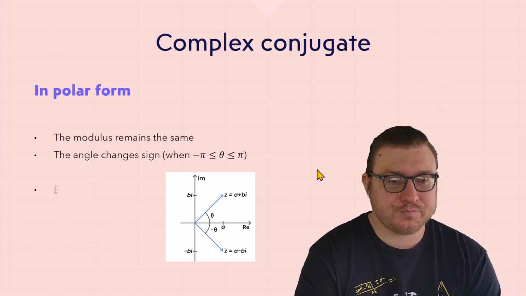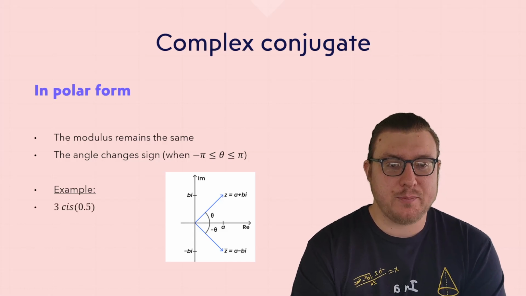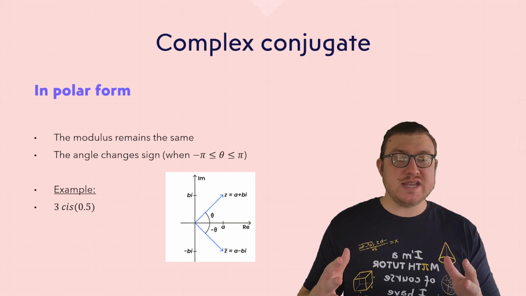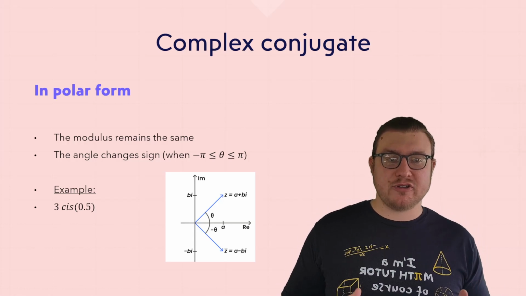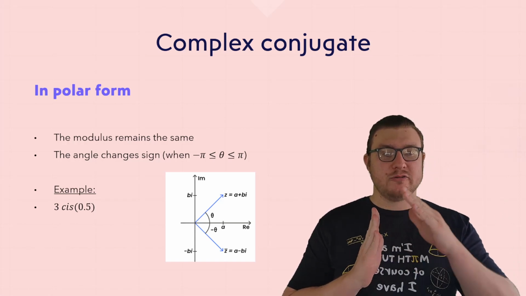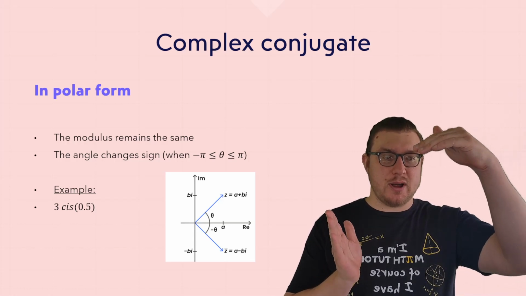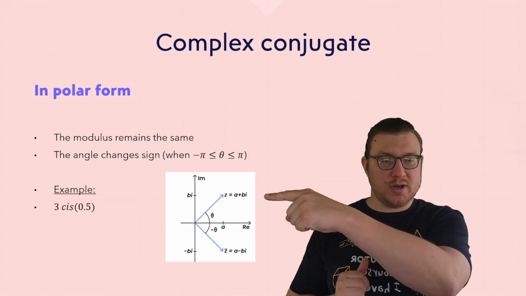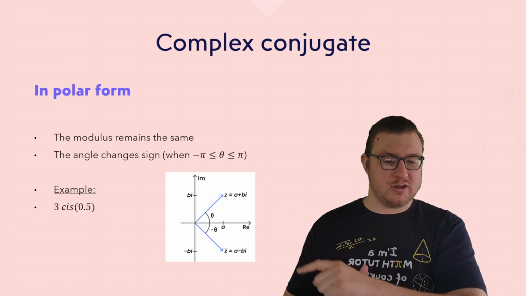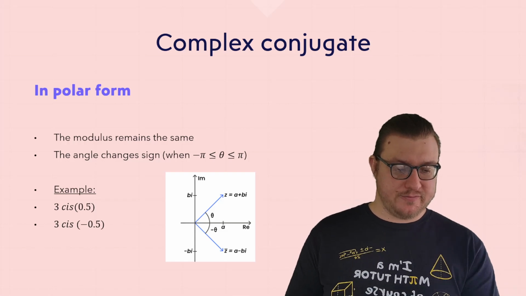Awesome. So let's have a look at the example for a polar form. If we have 3 cis 0.5, remember the 3 represents how far we are away from the middle. That doesn't change. The only thing that changes is our angle. And if our angle was positive, our angle is the same value, but negative. So 3 cis minus 0.5.